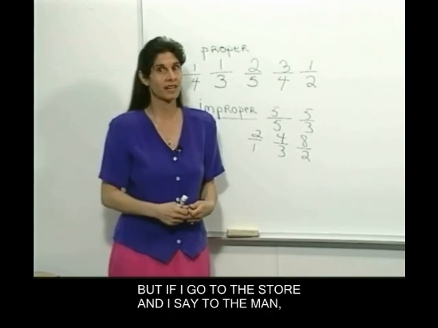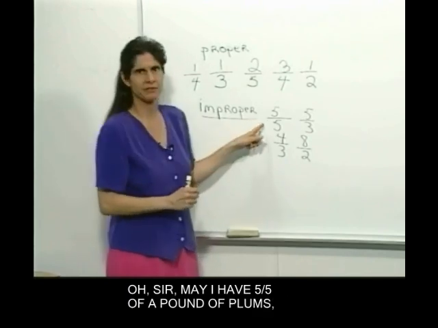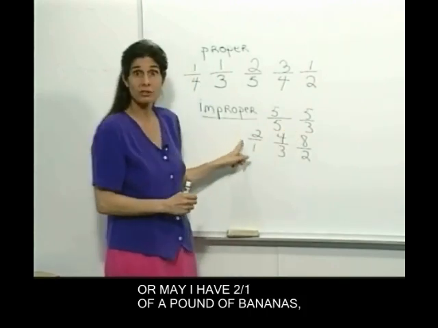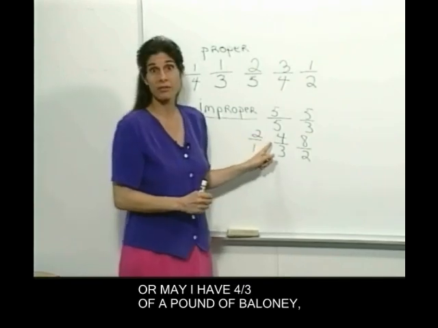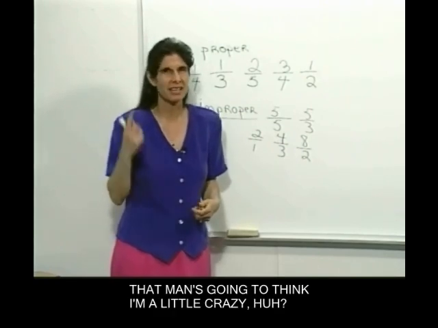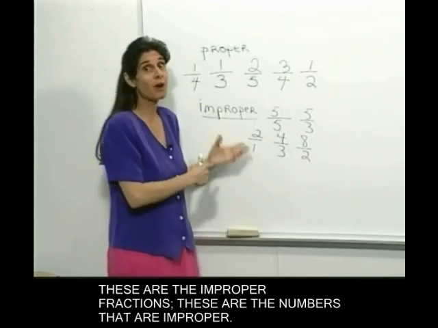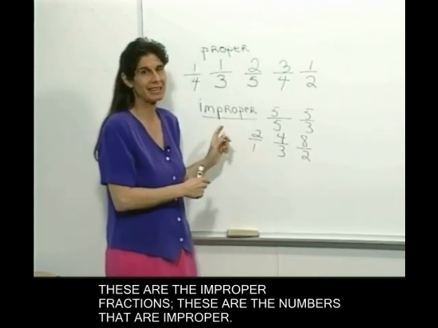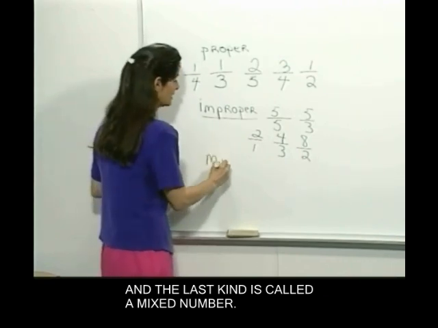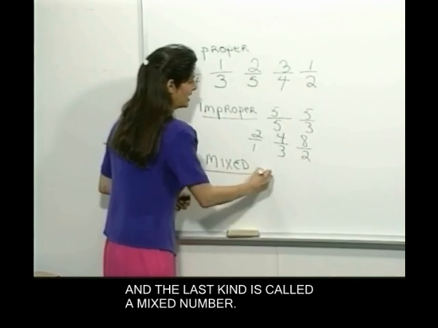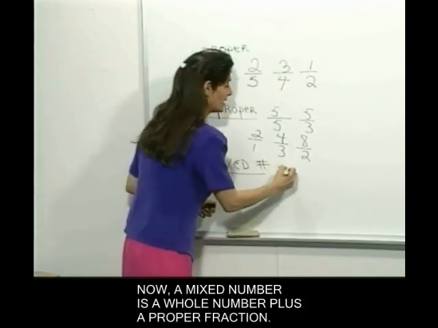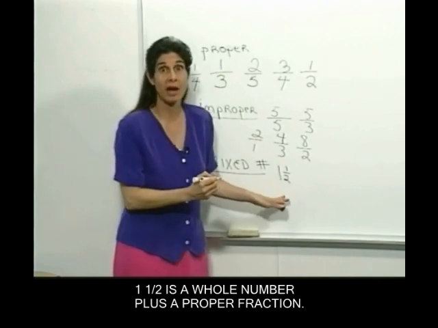But if I go to the store and I say to the man, sir, may I have 5/5 of a pound of plums? Or may I have 5/3 of a pound of peaches? Or may I have 2/1 of a pound of bananas? Or may I have 4/3 of a pound of bologna? Or may I have 8/2 of a pound of almonds? Man's going to think I'm a little crazy, huh? These are the improper fractions. These are the numbers that are improper. Remember, proper, improper, and the last kind is called a mixed number. Now, a mixed number is a whole number plus a proper fraction, 1.5. Is a whole number plus a proper fraction.